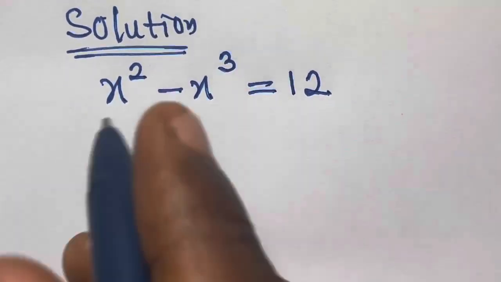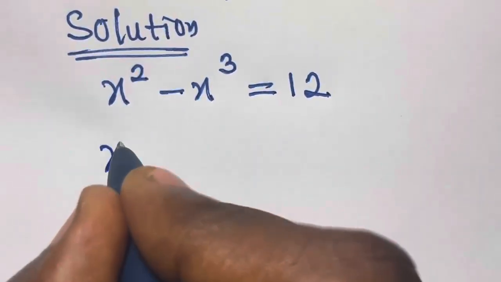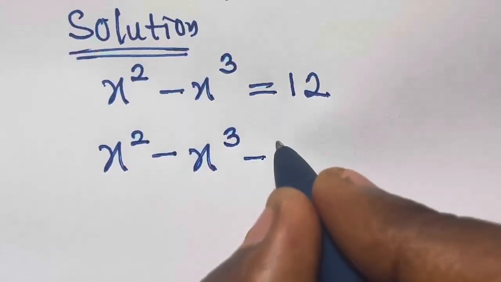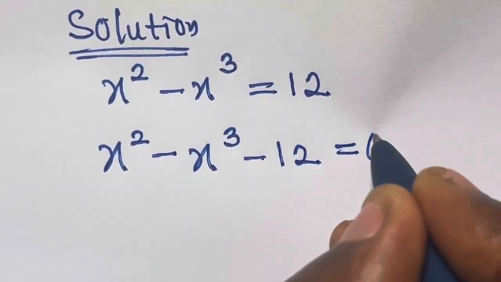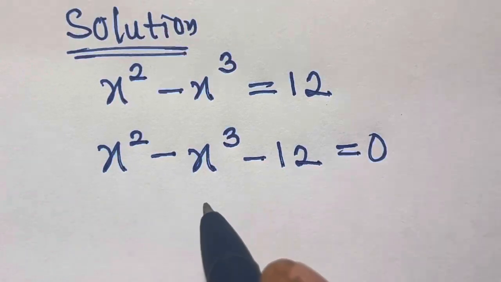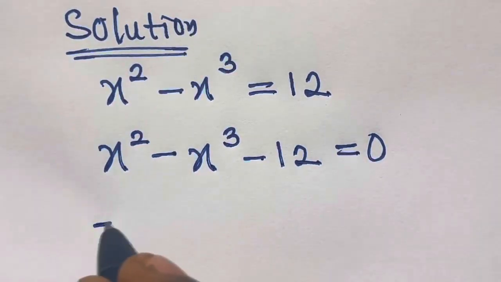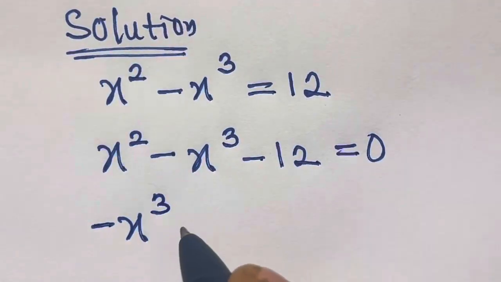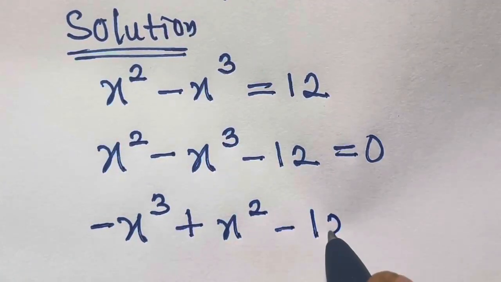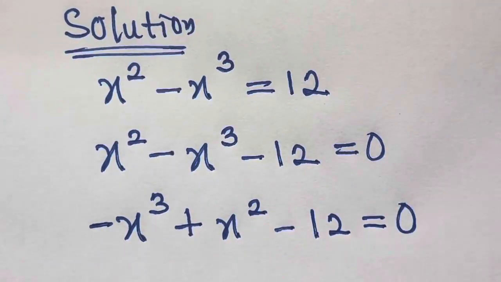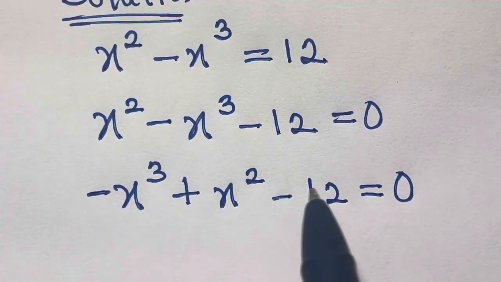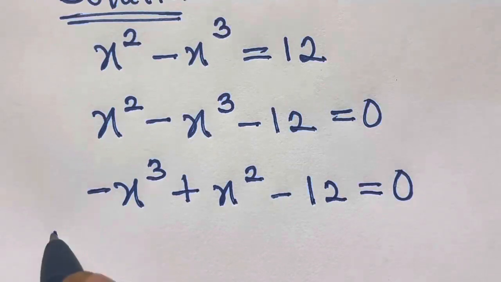So let's make this to be in the form of x squared minus x raised to the power 3 minus 12 equals 0. So let's arrange according to their increasing power. So we have minus x raised to the power 3 plus x raised to the power 2 minus 12 equals 0. So from here, let's cancel this minus by multiplying throughout by minus 1.